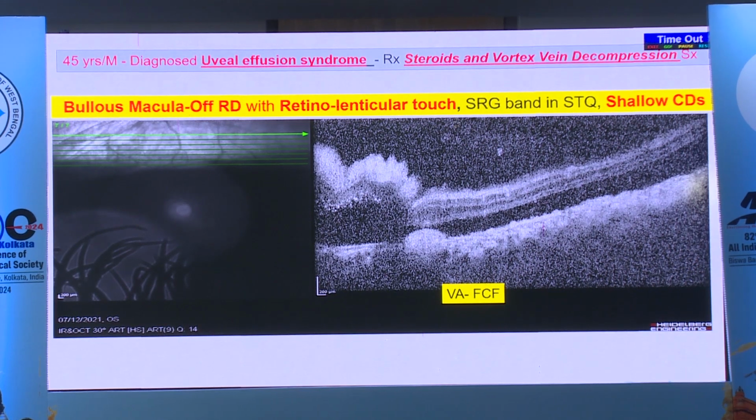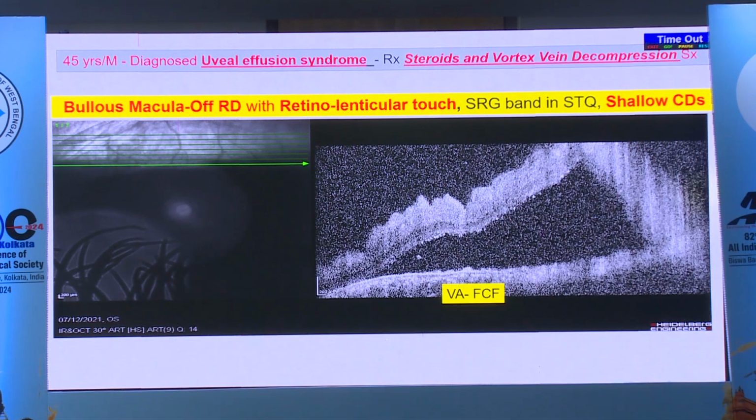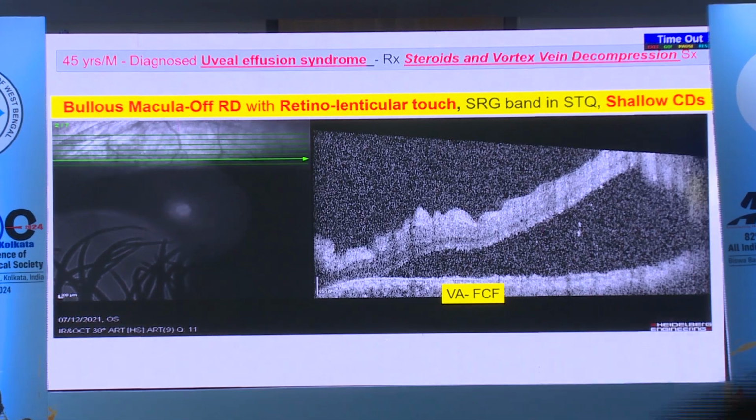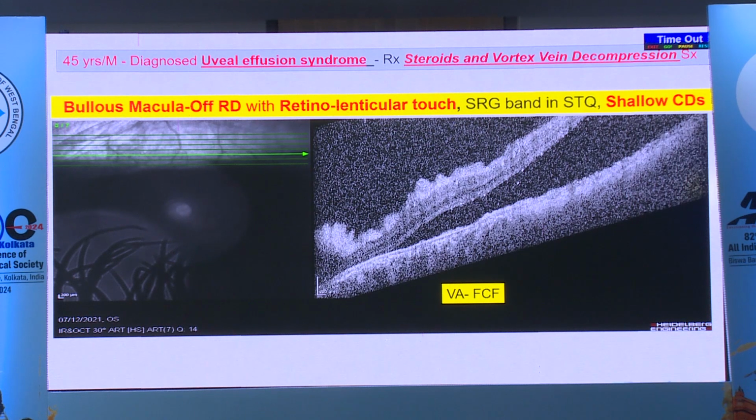For example, it presents with exudative retinal detachment. This particular patient was initially misdiagnosed as uveal effusion syndrome and treated with steroids and vortex vein decompression. When I saw the patient, there was a retinolenticular touch. It was a bullous RD.